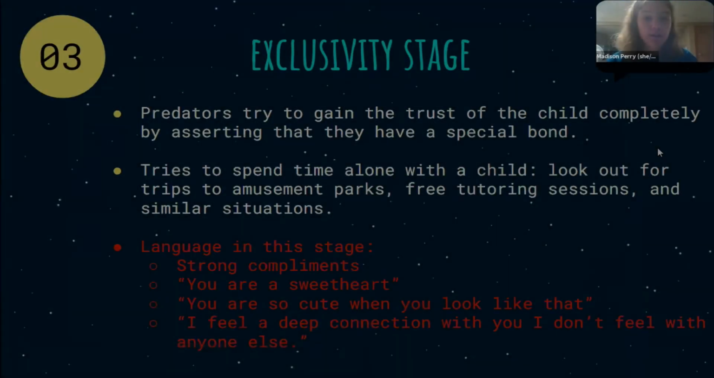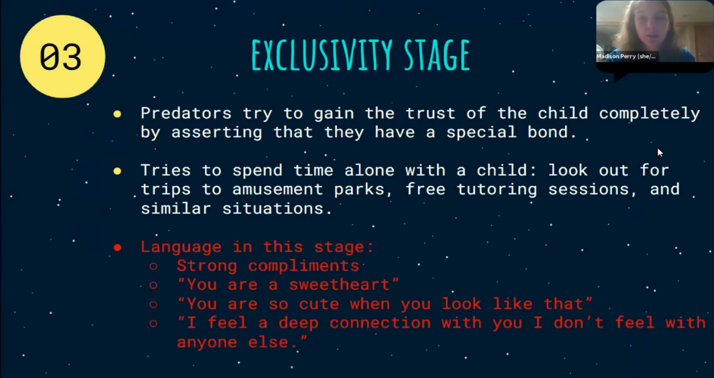So the next stage that we have is the exclusivity stage. In this stage, predators try to gain the trust of the child completely by asserting that they have a special bond. If you have a child in your family or if you have a friend, things that predators will try to do is spend some alone time with them. So look out for trips to amusement parks, free tutoring sessions, and similar situations like these. Some common language in this stage are some strong compliments, such as "you are a sweetheart," "you are so cute when you look like that," and "I feel a deep connection with you I don't feel with anyone else."